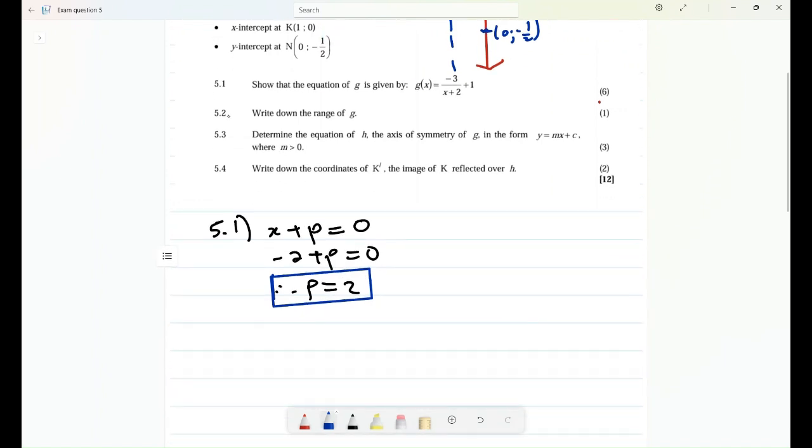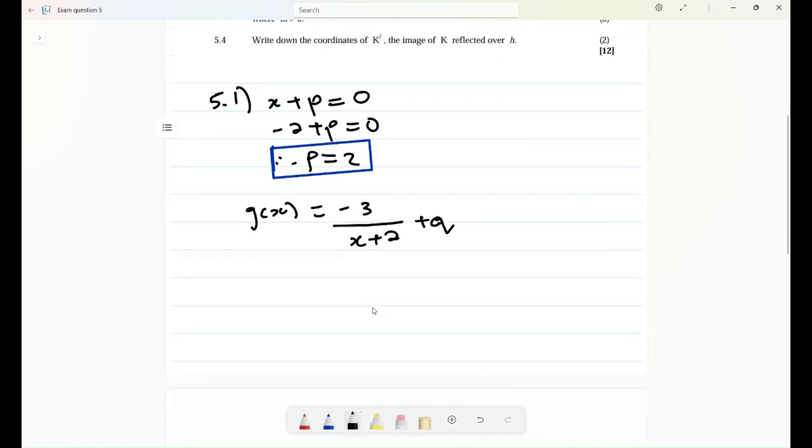Now, since I know the value of p, I can say my function g of x for now is equal to -3 divided by x plus 2, plus q. For now, because I only found the value of p, which is 2. Then I come here and sub k, which is 1 and 0. When I sub k, I am going to have 0 equal to -3.